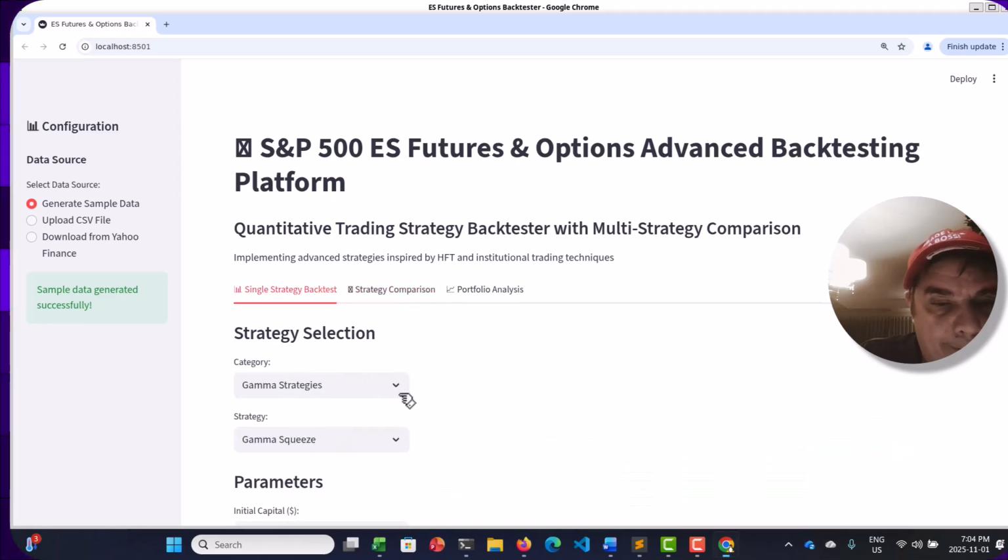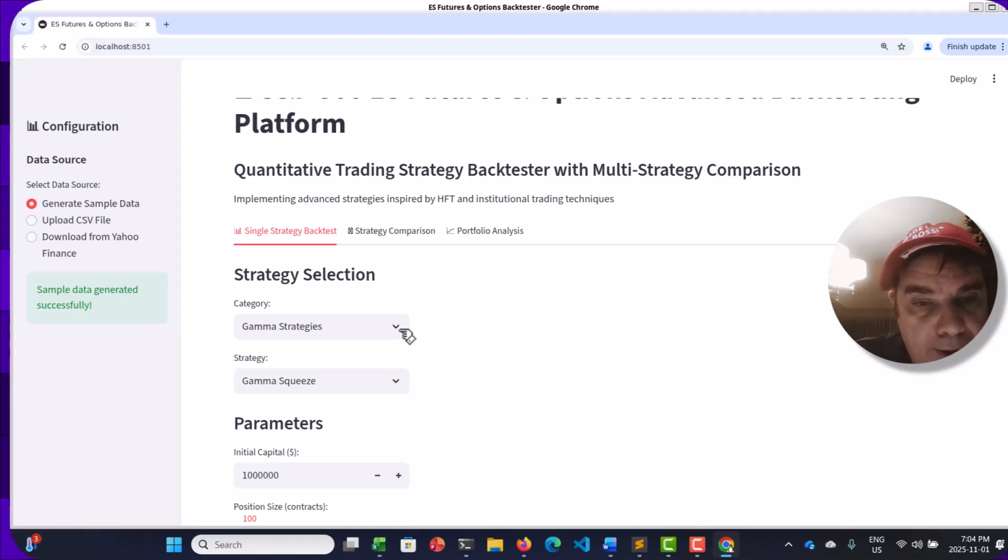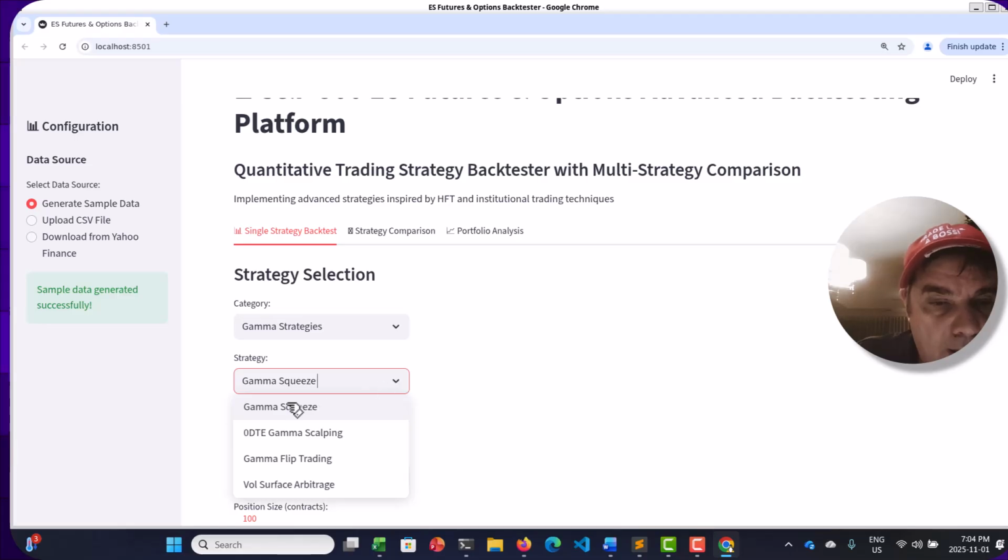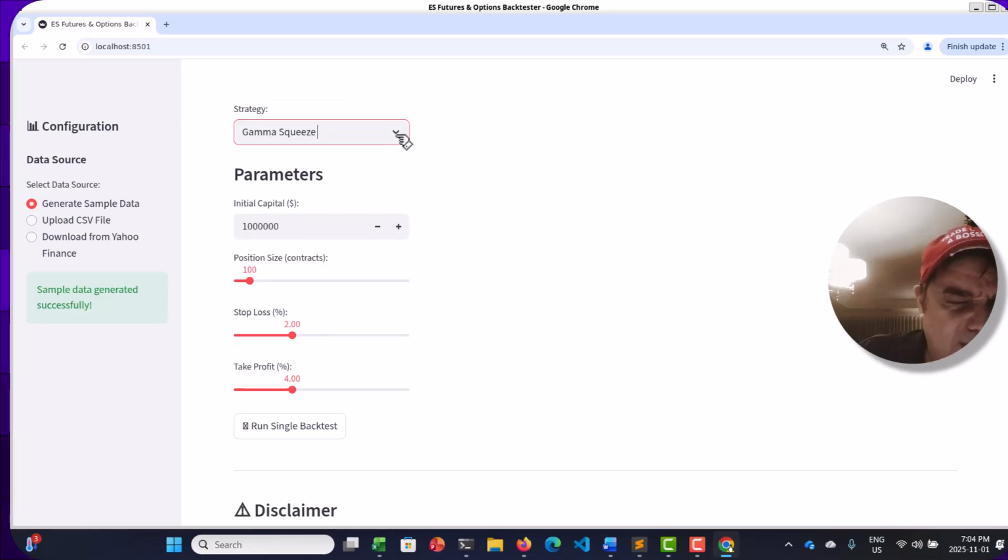Single backtests here. So let's go to the gamma strategies. Most people probably want to know the zero DTE gamma scalping. Just so everybody knows, if you were to learn about the next set of regulation coming from NASDAQ and all that, be aware that they're probably going to ban zero DTE strategies. That's what the AI told me.